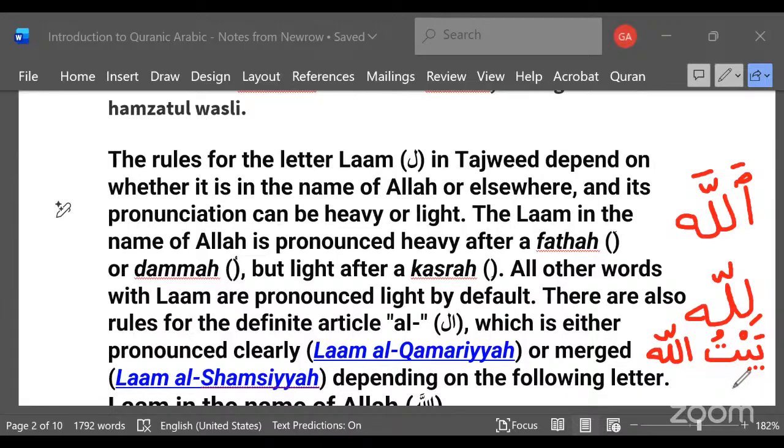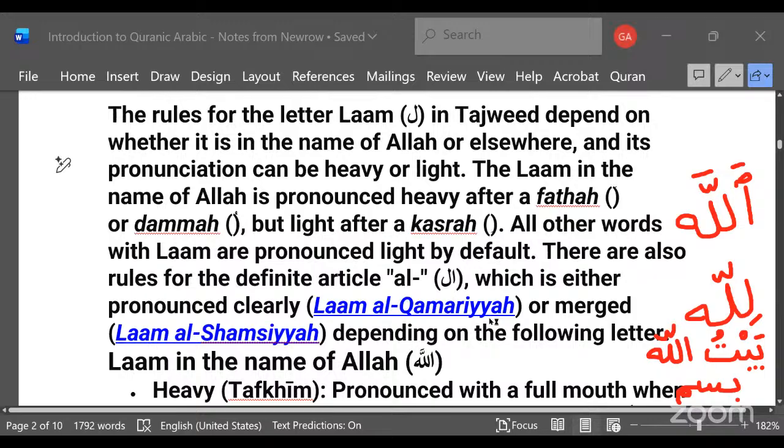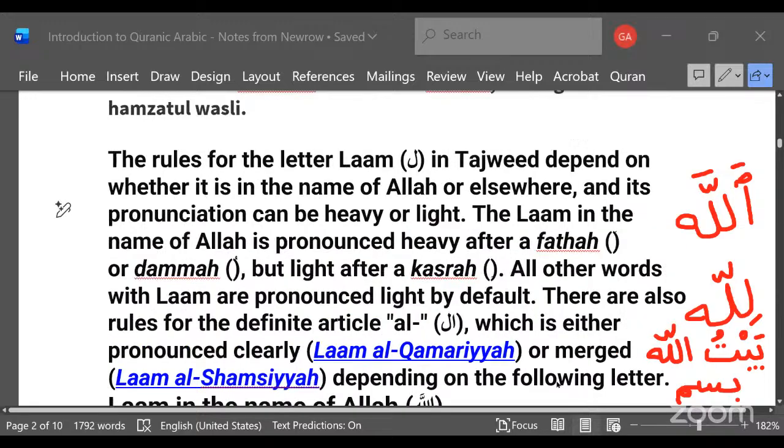But we say bismi. When it is bismi, what do we say? Do we make it light or heavy? Light. We make it light. So Bismillah.